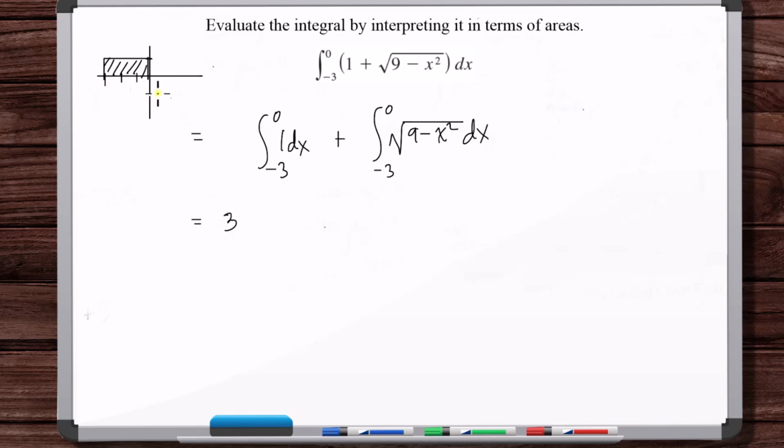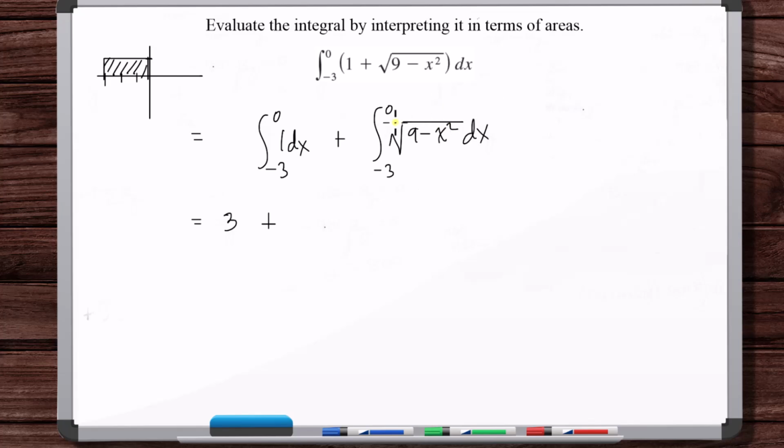You might say, well, what about the -3? Are we multiplying -3 times 1? No, we're going from -3 to 0. 0 minus -3 is positive 3. If we flip this to have the upper limit be -3 and the lower limit be 0, then you would be multiplying it by -3, the height. But we're going from -3 to 0, that's positive 3. Height is positive 1, so this definite integral is 3. Okay? Well, what about this?